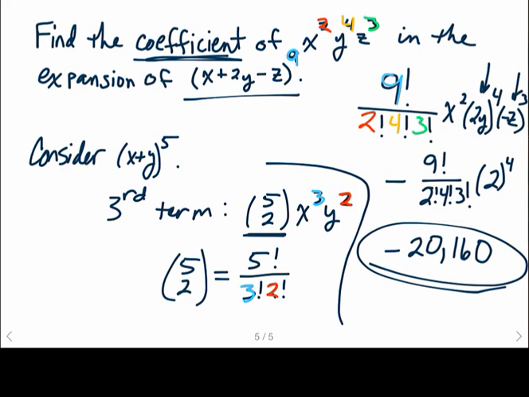Last thing I want to point out, when you put this in your calculator, 9 factorial divided by 2 factorial times 4 factorial times 3 factorial, make sure that your calculator knows that all those factorials are in the denominator. They're free and come in pairs. Practice safe math and use your parentheses.